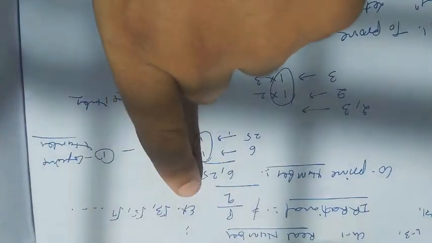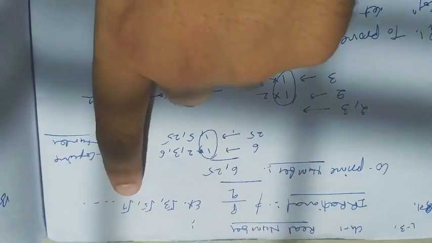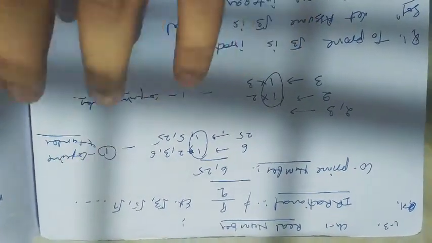So we can write examples like root 3, root 5, root 7, any prime number under the root. We can say these are irrational numbers.